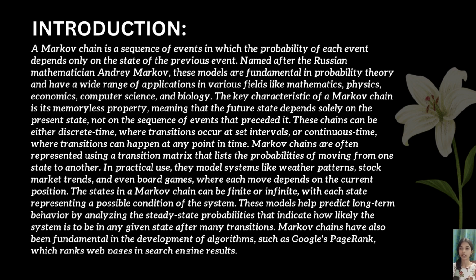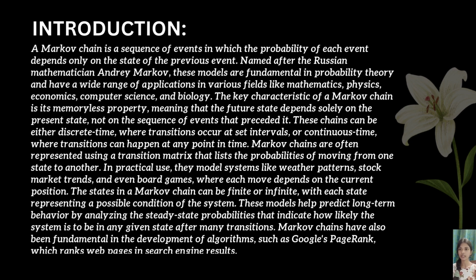Introduction. A Markov chain is a sequence of events in which the probability of each event depends only on the state of the previous event. Named after a Russian mathematician, Andrei Markov, these models are fundamental in probability theory and have a wide range of applications in various fields, like mathematics, physics, economics, computer science, and biology. The key characteristic of a Markov chain is its memoryless property, meaning that the future state depends solely on the present state, not on the sequence of events that preceded it.